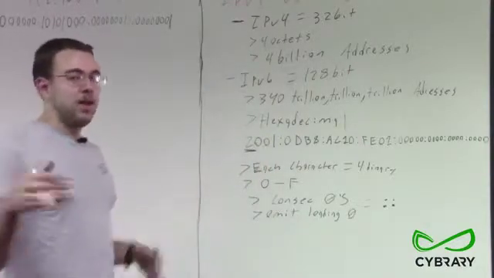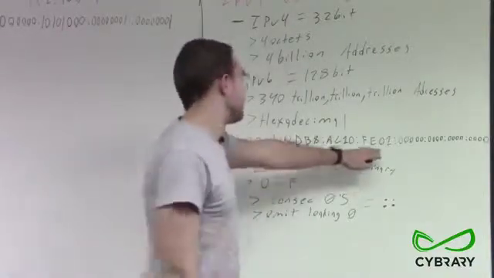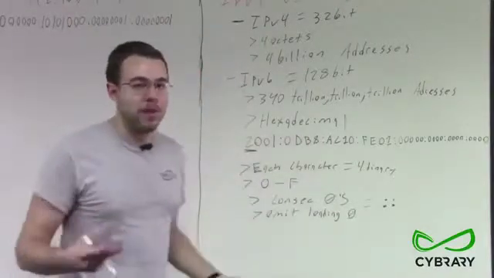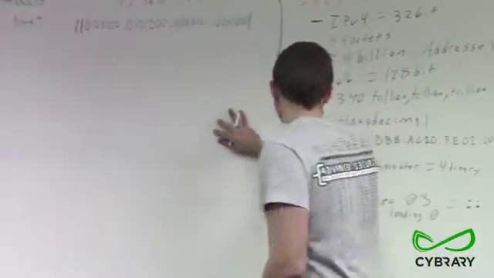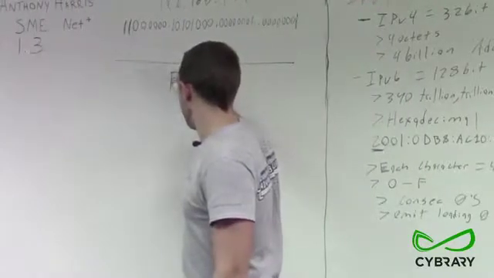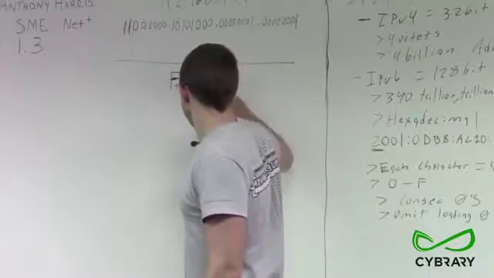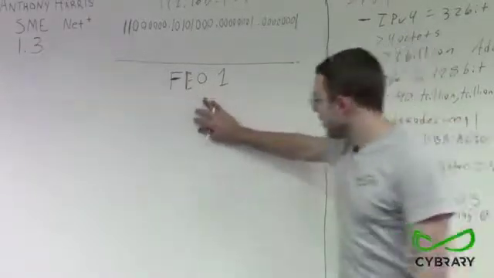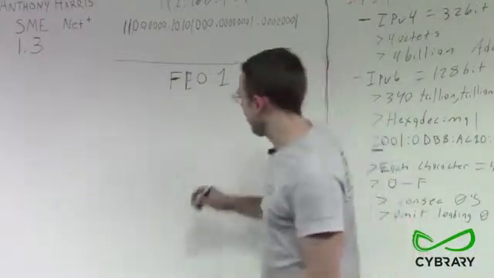It's amazing. So let's take a look at FE01 and see how that can be composed into binary. So let's take a look at that over on our other side. FE01. And remember, this is just one section of our IPv6 address. When we break this down into binary, this is going to be 4 groups of 4 binary digits.